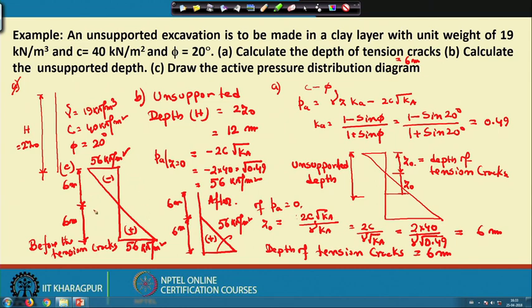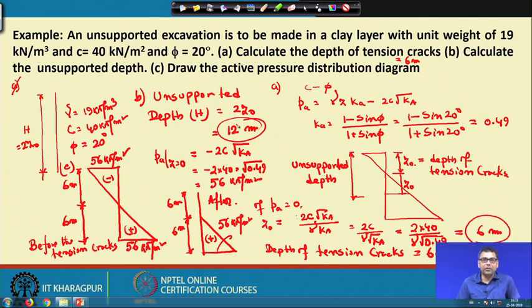This first one is before the tension cracks are developed, and the second one is after the tension cracks are developed, and the unsupported length is 12 meter and the tension crack zone is 6 meter. Okay. So, these are all the values that we require.